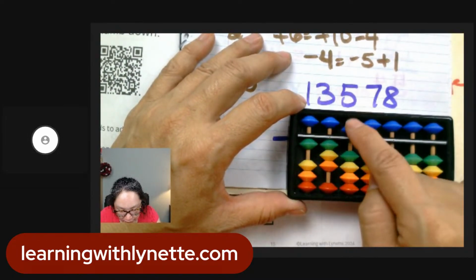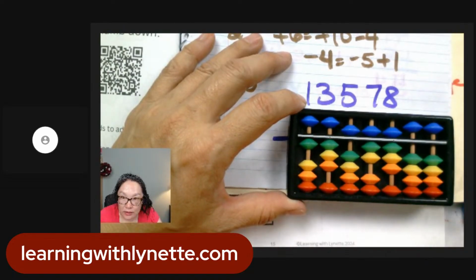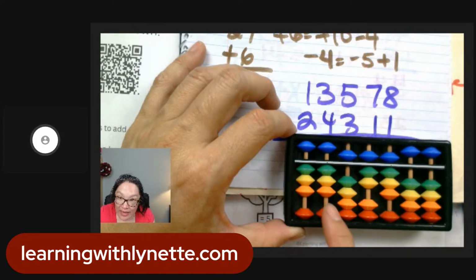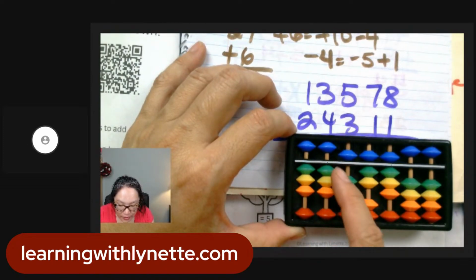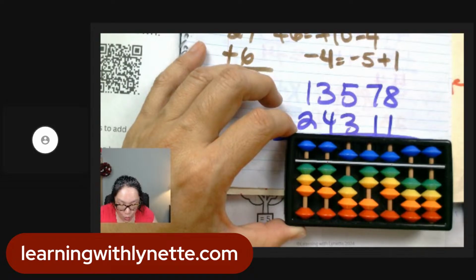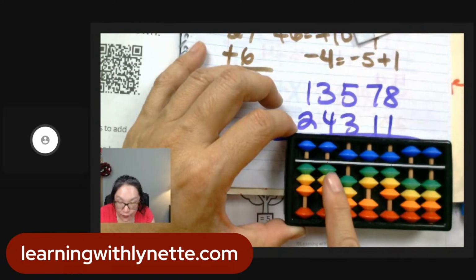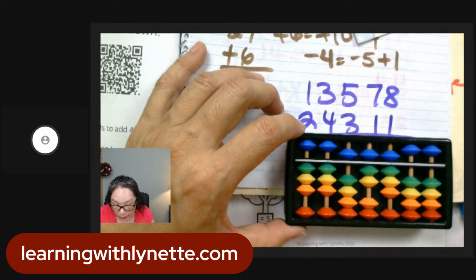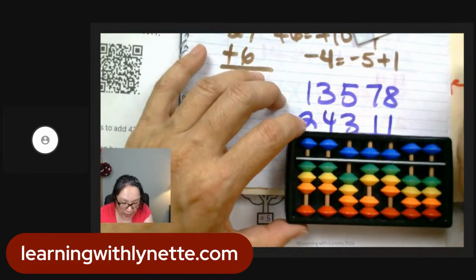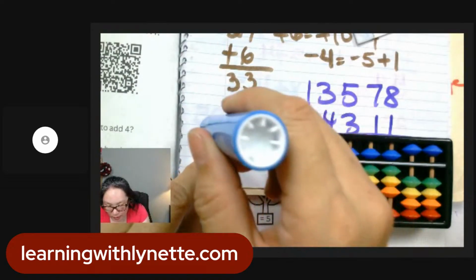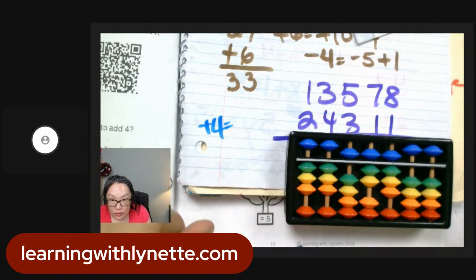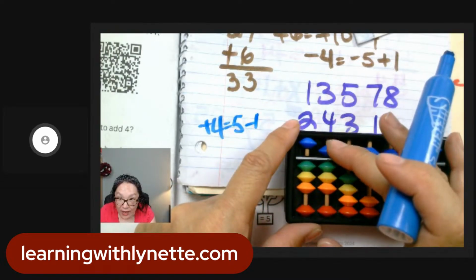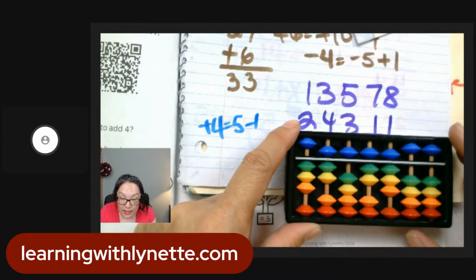We do 1, 3, 5, 7, 8. Then we add 2. Can we do it? Yes. Can we add 4? We cannot add the 4 because there are 3 beads here. What do we do to add the 4? Now we're position agnostic. Do you remember how to add the 4? Plus 4 is equal to plus 5 minus 1. So I add the 5, take away the 1.